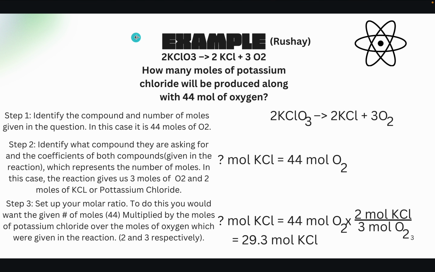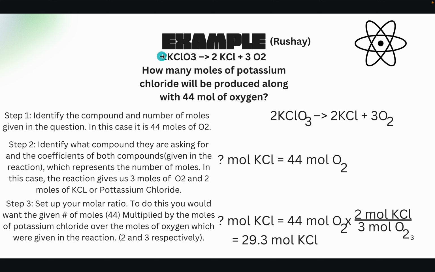So, when this reaction occurs once, 2 moles of KClO3 will be used to produce 2 moles of KCl and 3 moles of O2. So the ratio is basically 2 to 2 to 3. That's literally how simple it is. It's just the ratio of coefficient to coefficient. That's basically it.